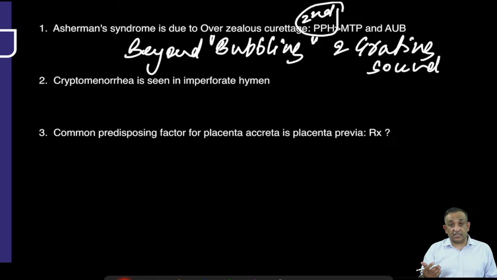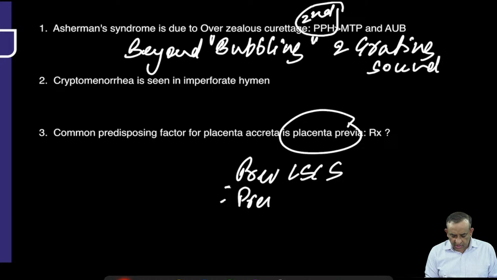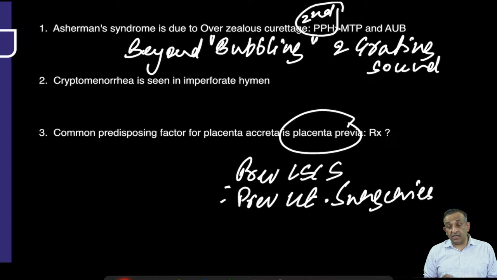Now, cryptomenorrhea is seen in imperforate hymen. All of you know imperforate hymen, blood will be stuck behind, and that is also seen in many other conditions. We'll tell you more about cryptomenorrhea. The common predisposing factor for placenta accreta is placenta previa. Please remember, placenta previa is the most common association of placenta accreta. Yes, it is also previous LSCS, and also previous uterine surgeries. But the most common association is placenta previa.